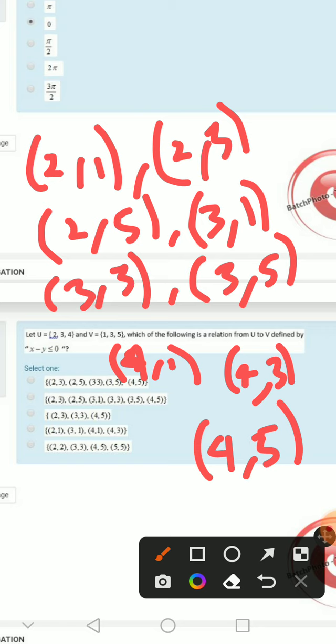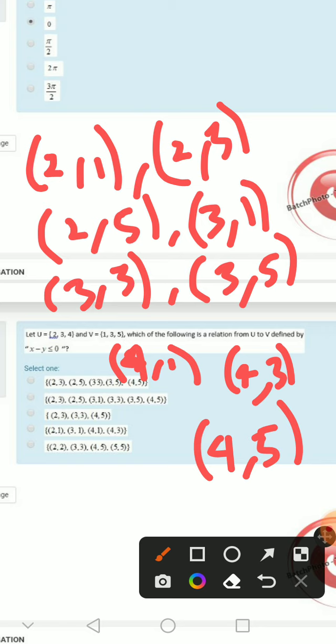Now, but all this cannot be the answer, because there is a condition. They said that x minus y, U represents x, V represents y, so x minus y must be less than or equal to 0. So we'll look for the ones where x minus y is less than or equal to 0.